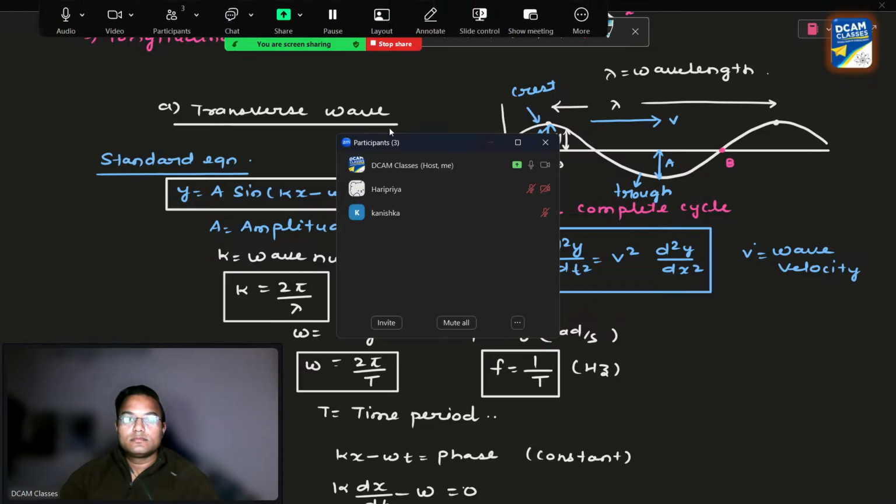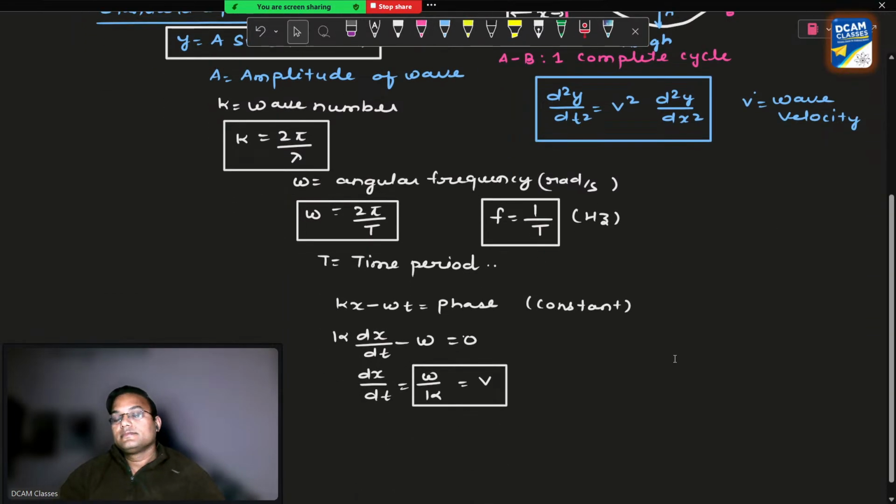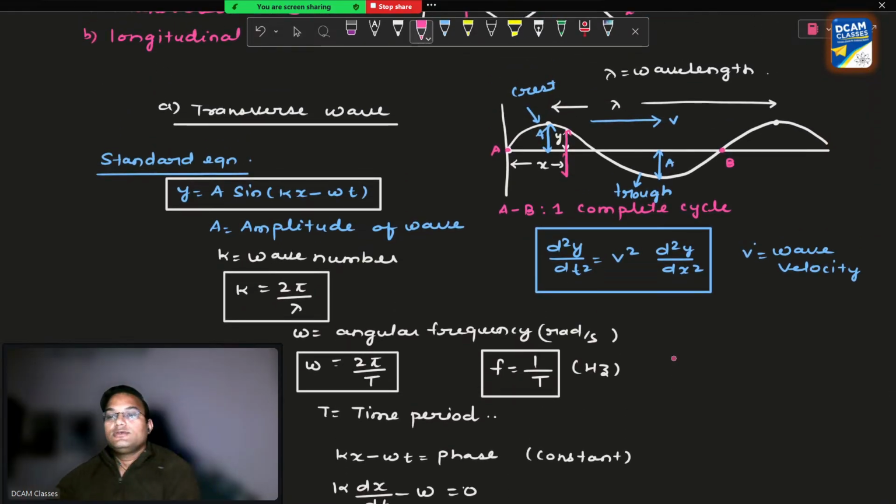Okay. Achha, do you remember about simple harmonic motion? In simple harmonic motion, the particle was moving up and down, to and fro, like this. There also, do you remember, the particle's displacement was given as A sin(kx minus omega t).